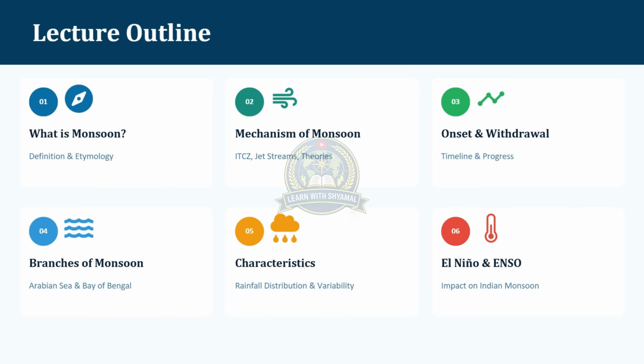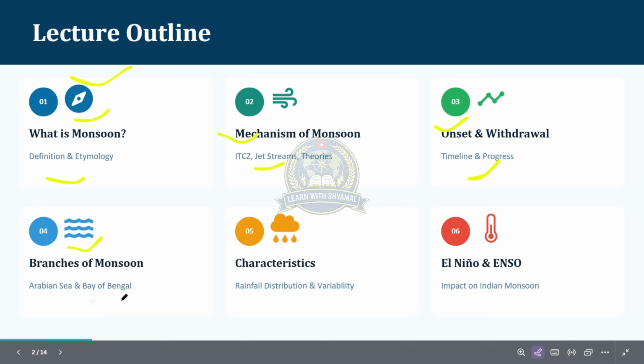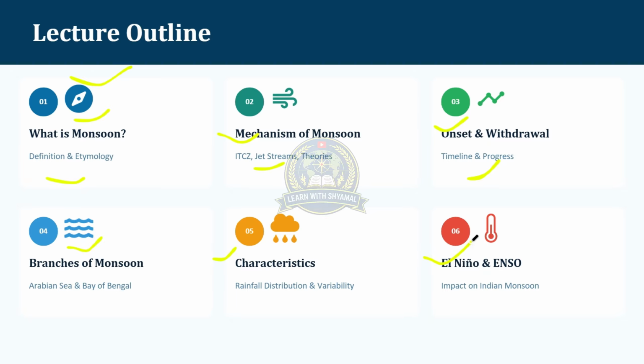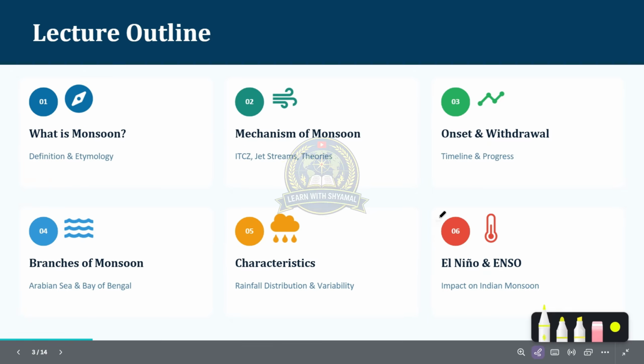Let's start the class. First of all, this is the lecture outline. What is monsoon? Definition and etymology. Mechanism of monsoon: ITCZ, jet streams and theories. Onset and withdrawal, timeline and progress. Branches of monsoon, Arabian Sea and Bay of Bengal. Characteristics, rainfall distribution and variability, El Niño and ENSO impact on Indian monsoon.